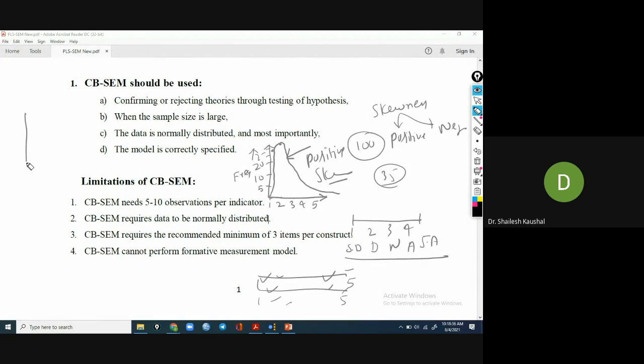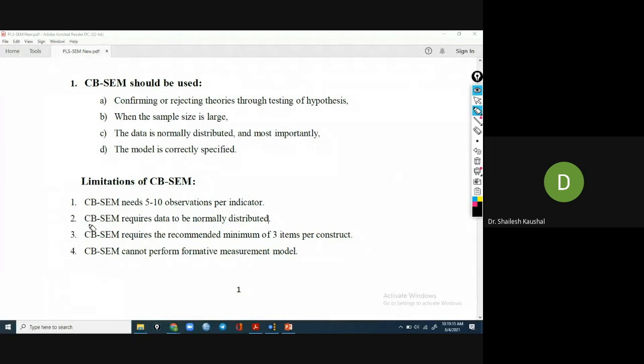And in the other case, when people take 4, 5, 4, 5, it means maximum people are giving their opinion as either 4 or 5. Then the concentration of data is on the right-hand side, so it's negative skewness. So in CBSEM, the data should be normally distributed.